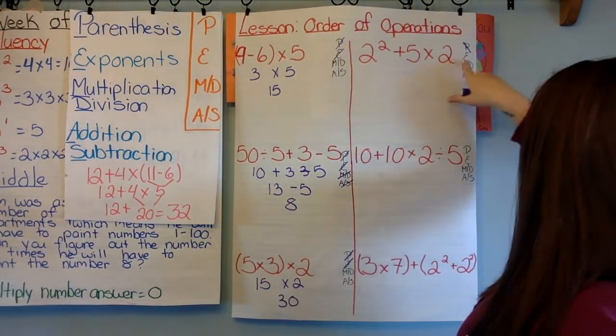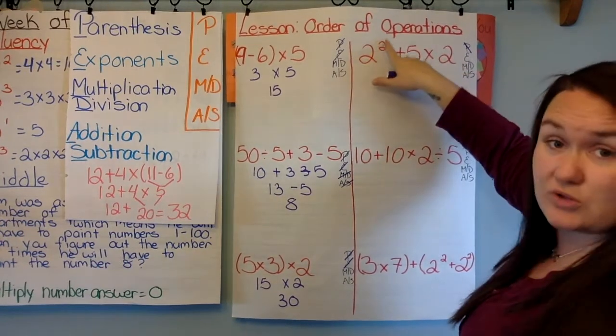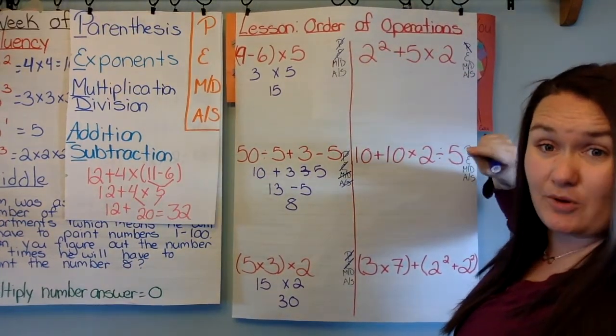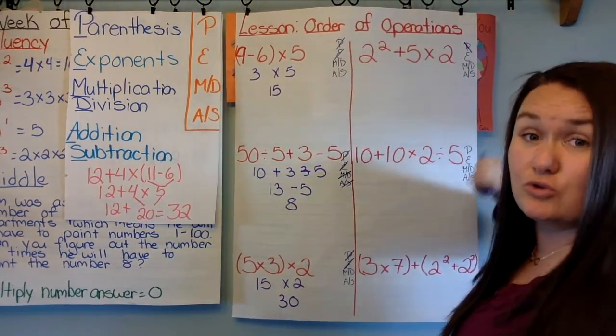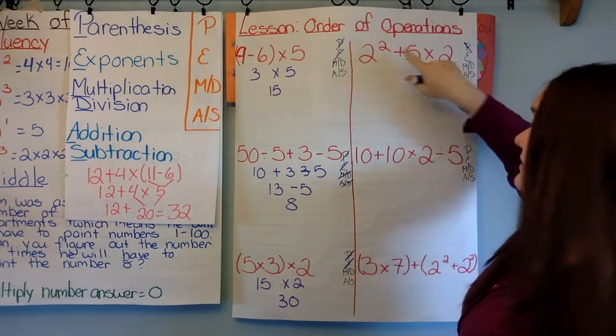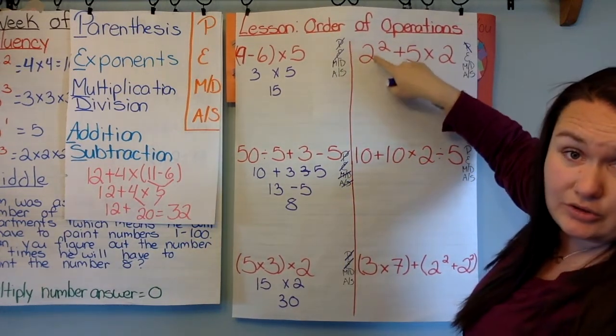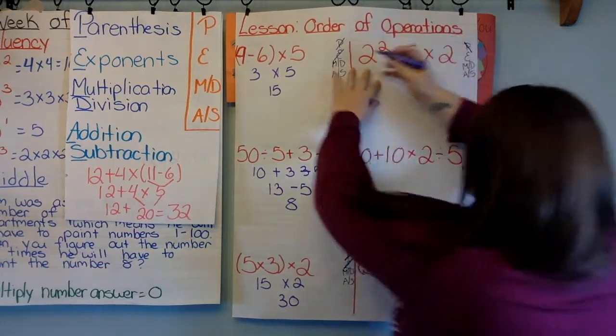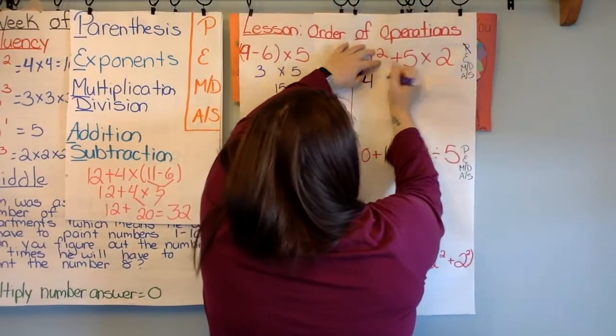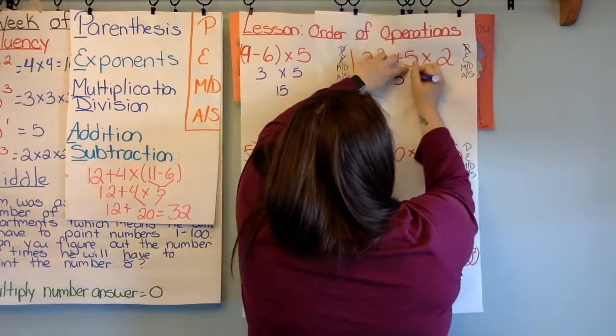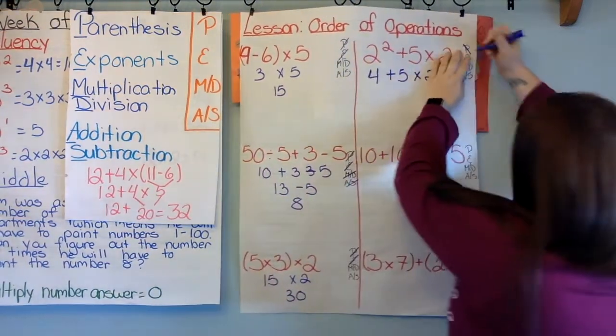Exponents, 2 squared. That's my only exponent. Now, if you remember when we did this, 2 squared is 2 times 2. 2 is being multiplied 2 times. 2 times 2 is 4. And I'm going to rewrite it like that.